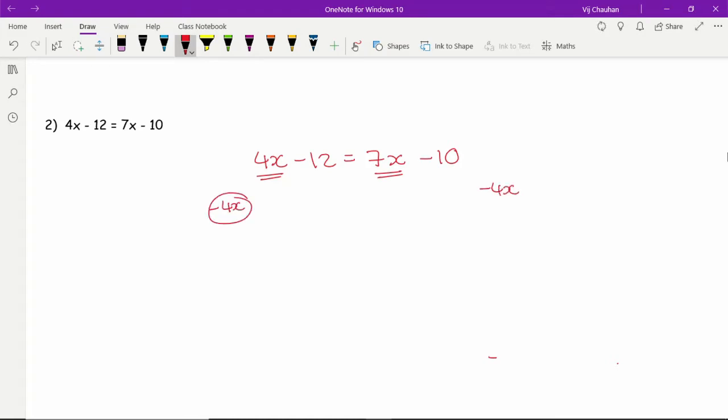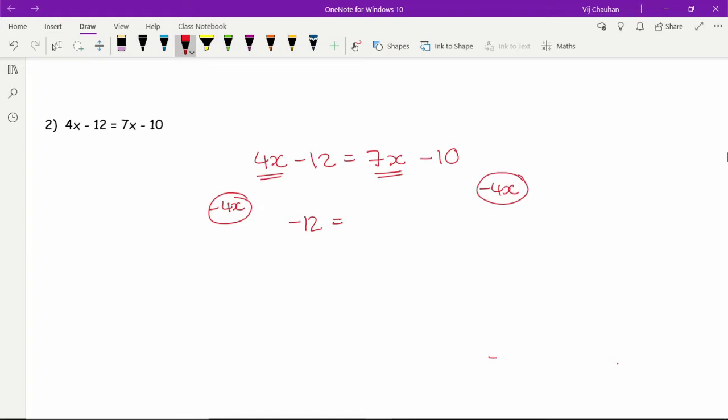Now with regards to this example, don't always assume that your smallest x is going to be on your left-hand side. It is possible that your smallest x might appear on the right-hand side or the left-hand side, so you've just got to deal with it. Here 4x take away 4x is nothing, so I'm just left with minus 12. And again, don't forget that minus, because that minus belongs to the 12, not the 4x.